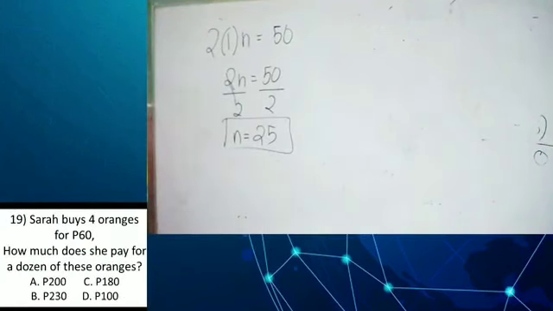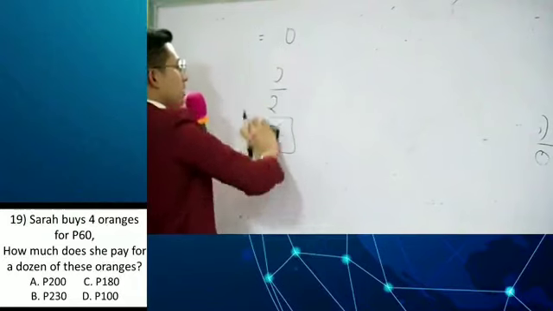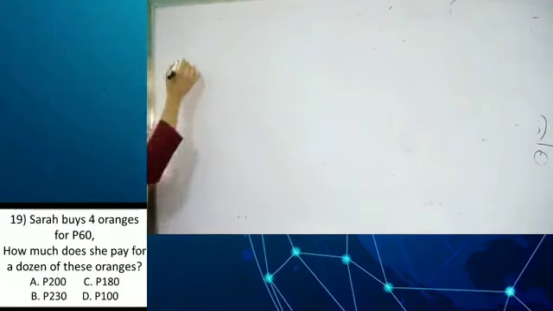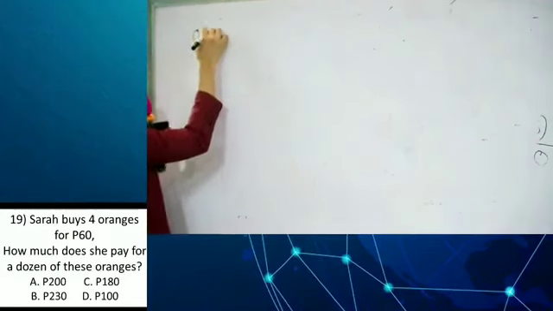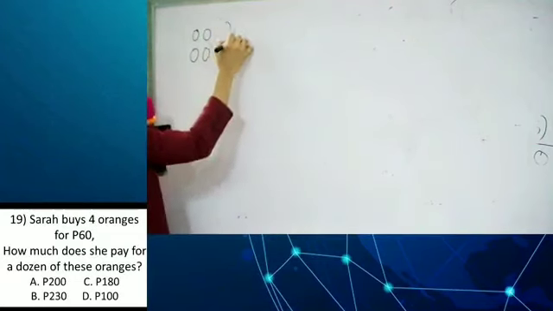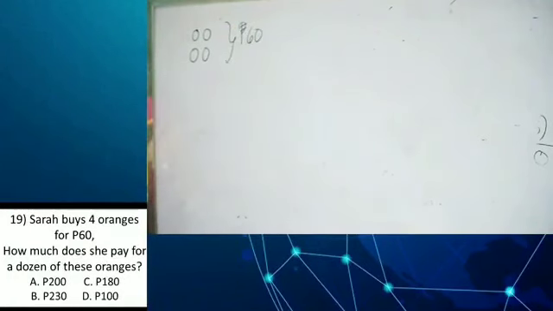Okay. Sarah buys 4 oranges for 60 pesos. How much does she pay for a dozen of these oranges? Okay? So, para sa mga nahihirapan, ilagay ito as mathematical expression. Di ba na-visualize nyo lang siya? Okay? E di, ang gawin nyo, i-drawing nyo na lang siya. So, let's say ito yung oranges natin. So, itong 4 na oranges is magkano? 60 pesos. Okay? At tinatanong kung magkano daw siya in a dozen kung ang 4 na oranges is 60 pesos.